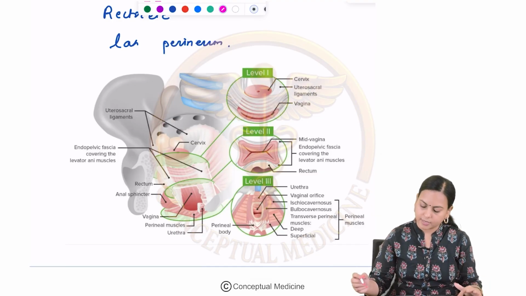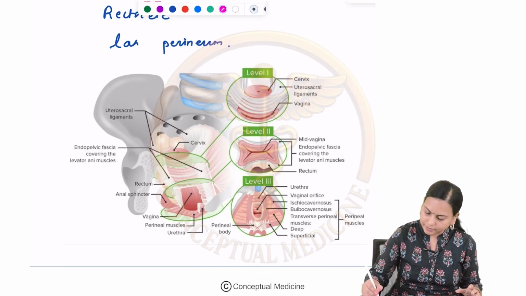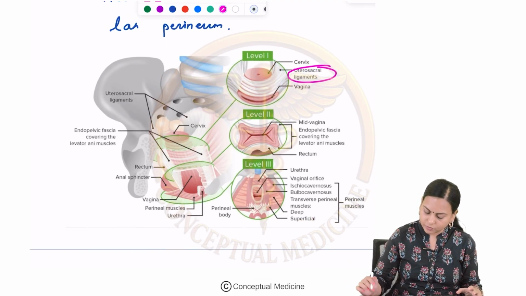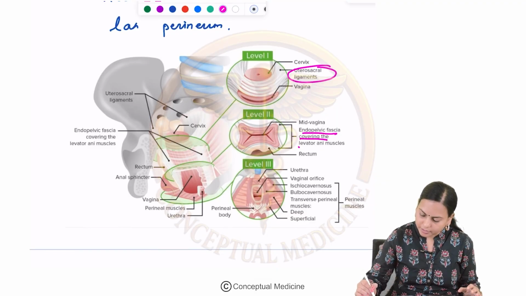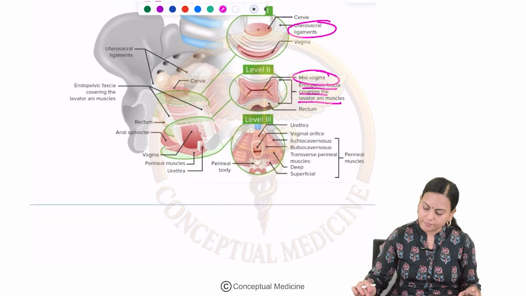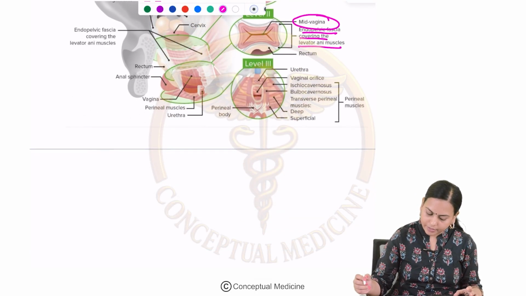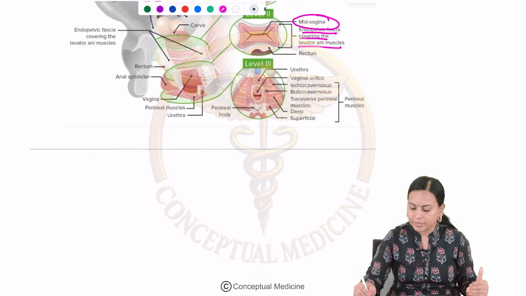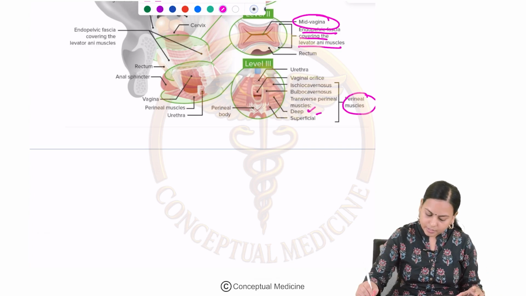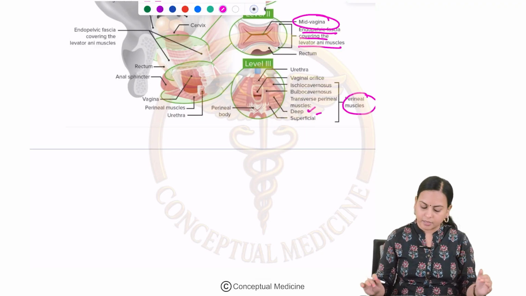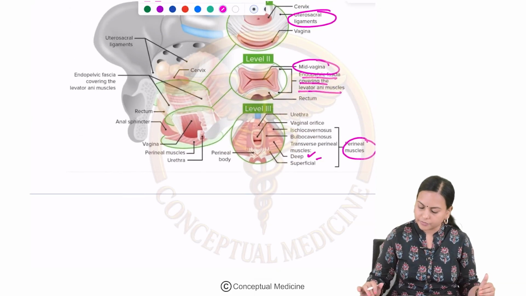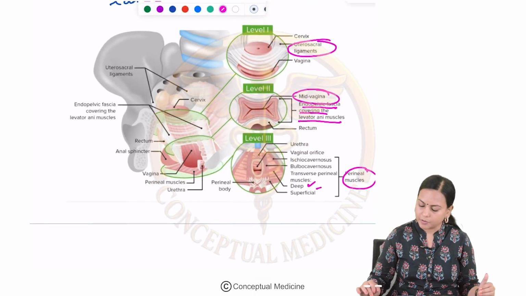So, at the first level, you will be having the uterosacral ligaments as well as the cardinal ligaments, which is not shown here. And in level 2, you will be having the endopelvic fascia that is covering the levator ani muscles, and this is going to maintain the mid portion of the vagina. And at level 3, we will be having the perineal body, the perineal muscles, especially the deep and superficial perineal muscles, the transverse perineal muscles and all, and this will be maintaining the urethra, distal 1/3 of the vagina as well as the introitus. Okay. So, this picture will help you understand this.